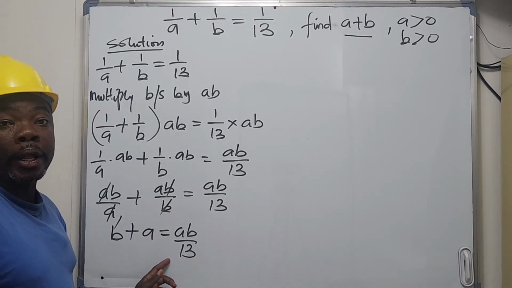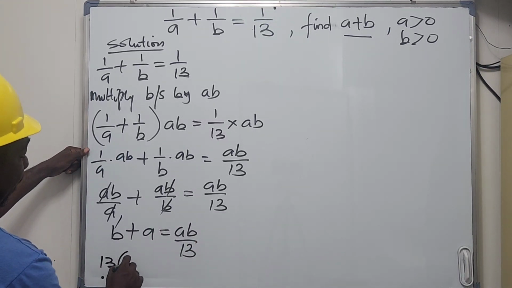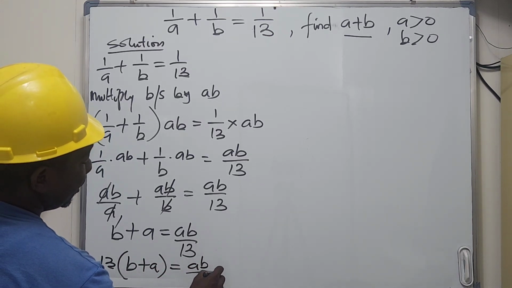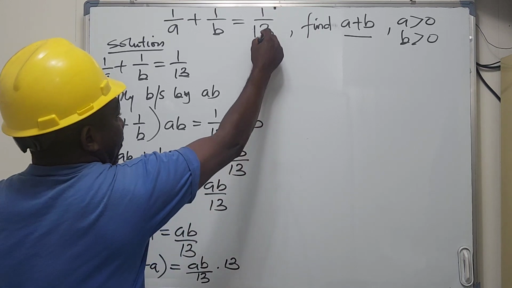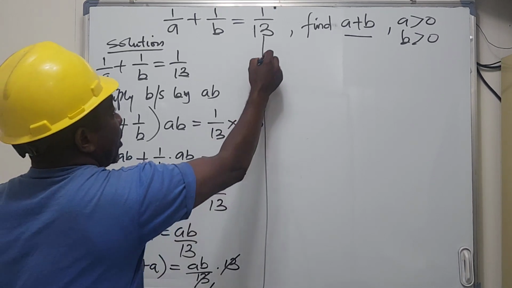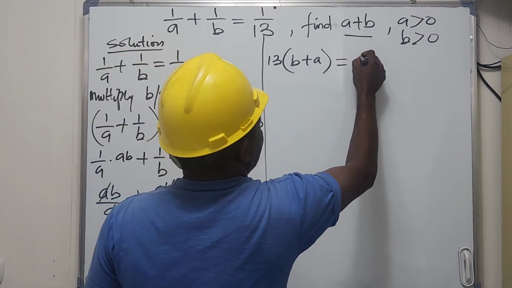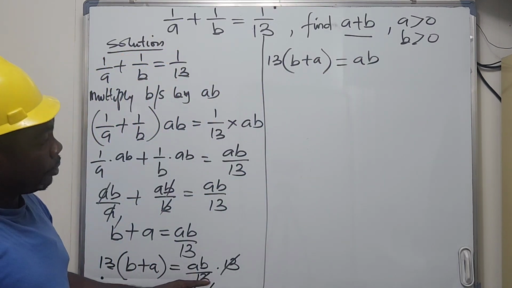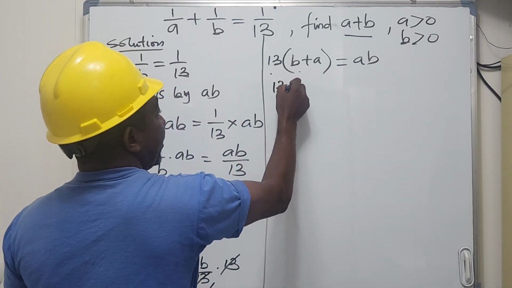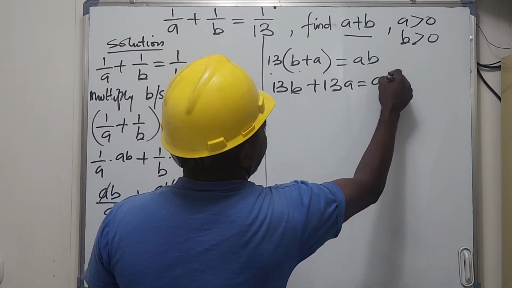So here we can multiply both sides by 13. This will become 13 into b plus a equals ab all over 13 times 13. So in this case, 13 will cancel here and 13 will cancel here. We are now left with 13 into b plus a equals ab. So here we can expand this parenthesis. 13 times b we have 13b, then 13 times a we have plus 13a equals ab.